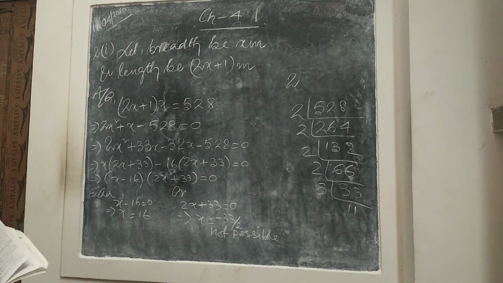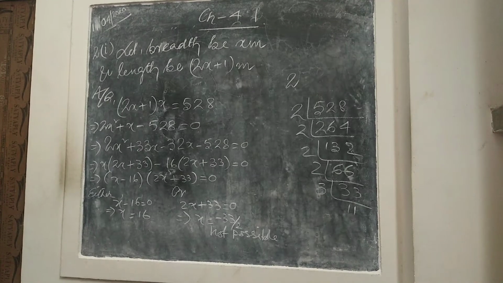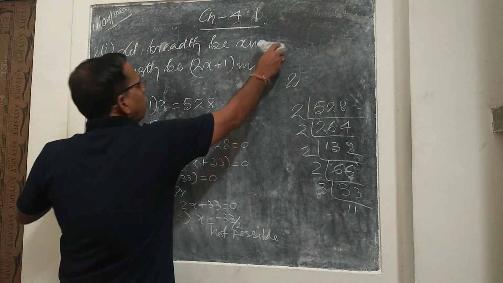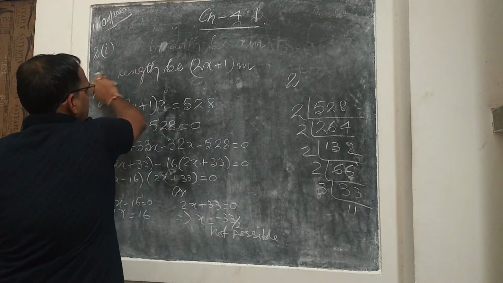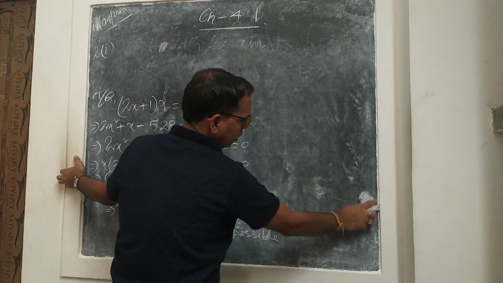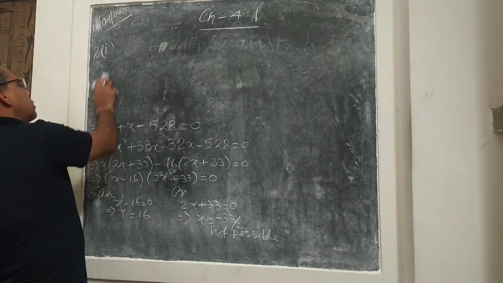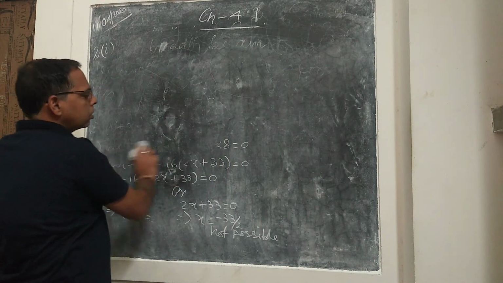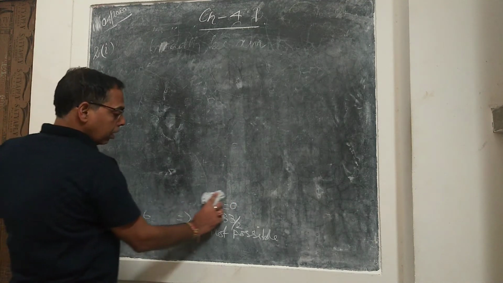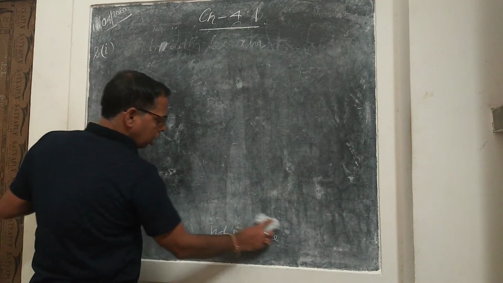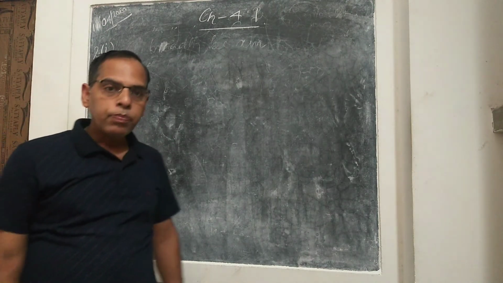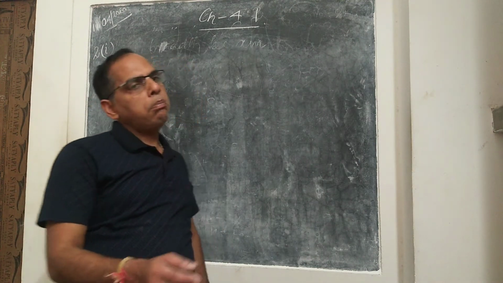Product of two consecutive positive integers. Now, before that, I'll ask you one thing: what do you mean by consecutive numbers? Consecutive numbers means one after another, one after another. Now there may be different types of consecutive numbers. There may be even consecutive numbers, odd consecutive numbers, consecutive numbers of multiples of 3, multiples of 5, multiples of 7. So there are many.